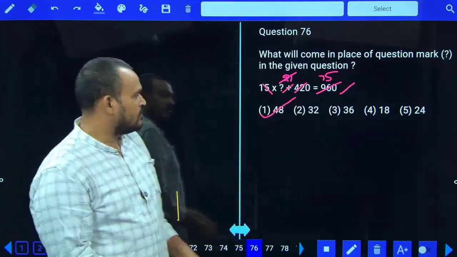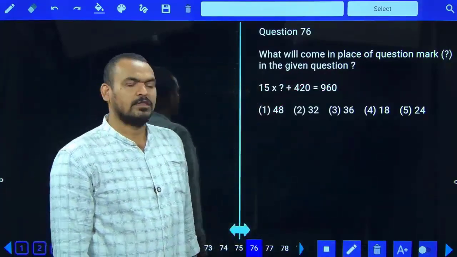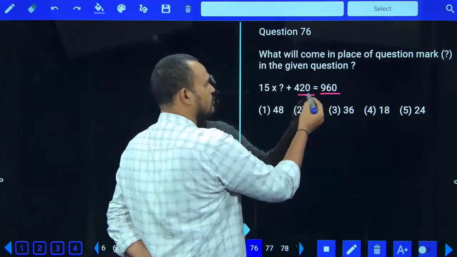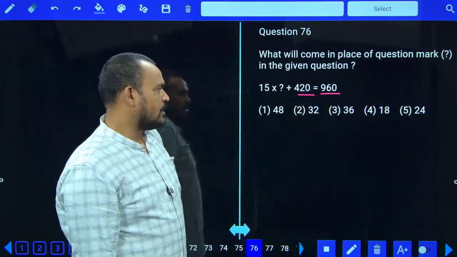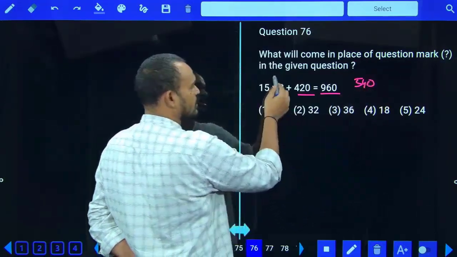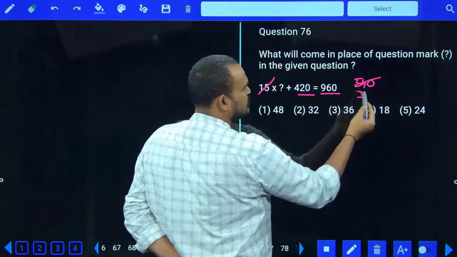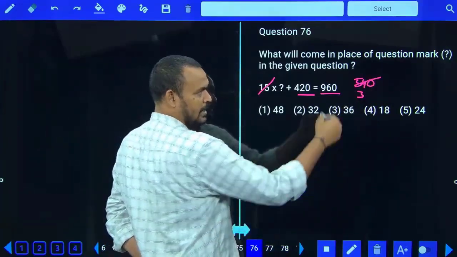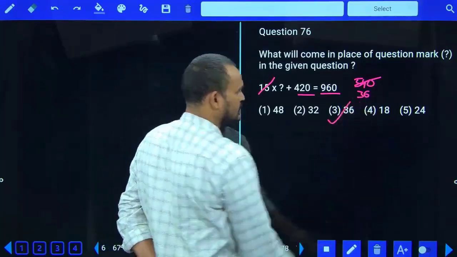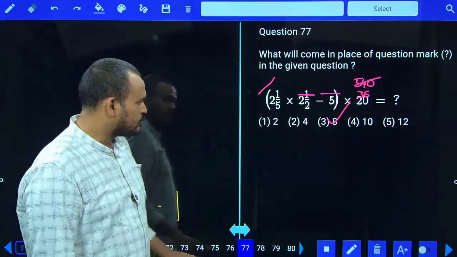Next question number 76. 15 multiplied by something plus 420 is equal to how much? 960. What is the difference between 960 and 420? That is 540. 540 divided by which one? 15. 15 how many times? 3 times. What are the remaining? 90. 90 means how many times? 6 times. What is the answer? 36.